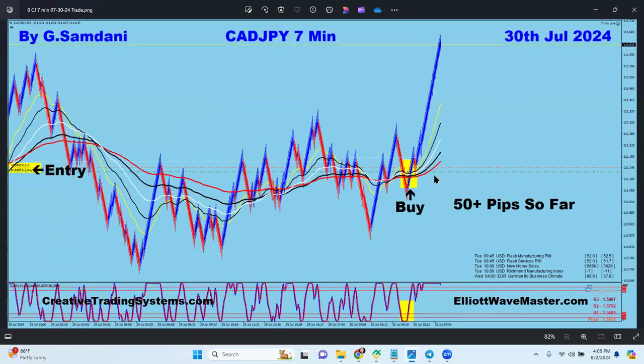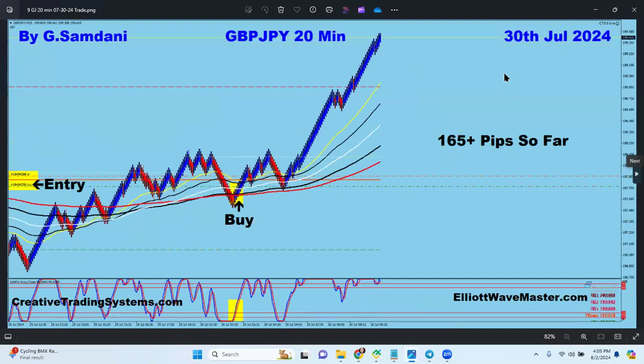CAD yen was getting weaker again, and it went up big time here. All the yen pairs went up, right? So on the 30th, pound yen again from 20-minute chart. That was the 7-minute chart, and then I have the 20-minute chart. Most of the trades, if available, I'm taking both 20-minute and 7-minute entries. And this is all the way for 165.